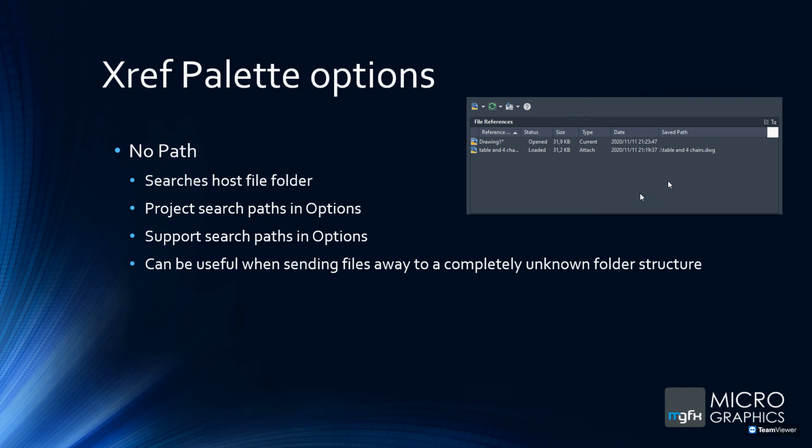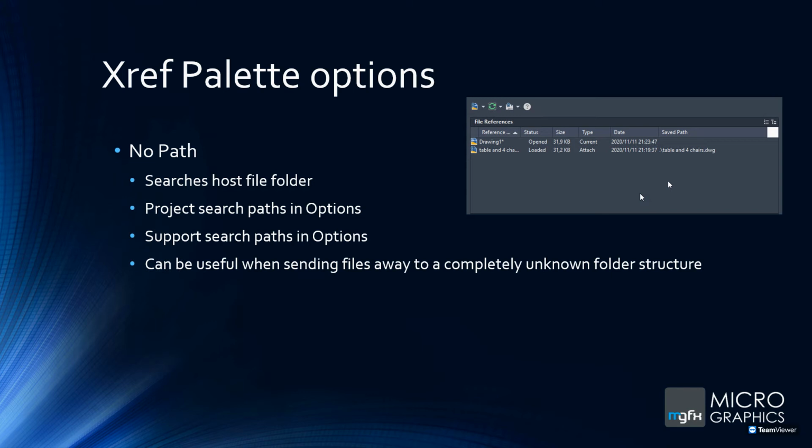Then you've got no path, and you might think, why do we have a no path? With no path, everything should be in the same folder, the host file folder. If the file is not there, then what it also does is look in your options. So if you click on that big A in the top left hand corner, go down to options, or just type in options in your command line, and go to your project search paths, you can specify search paths in your project. You can also specify search paths in your support as well.